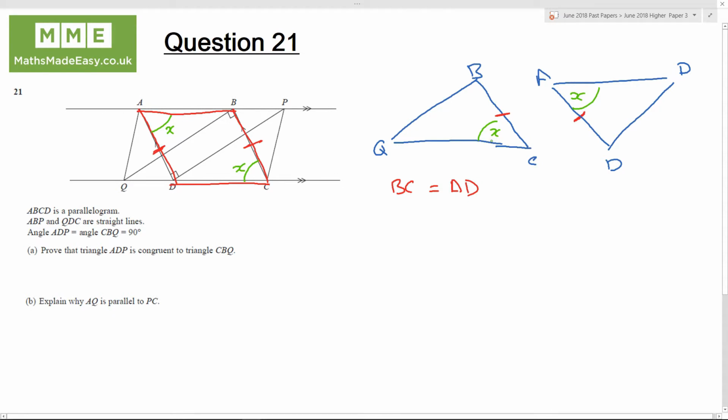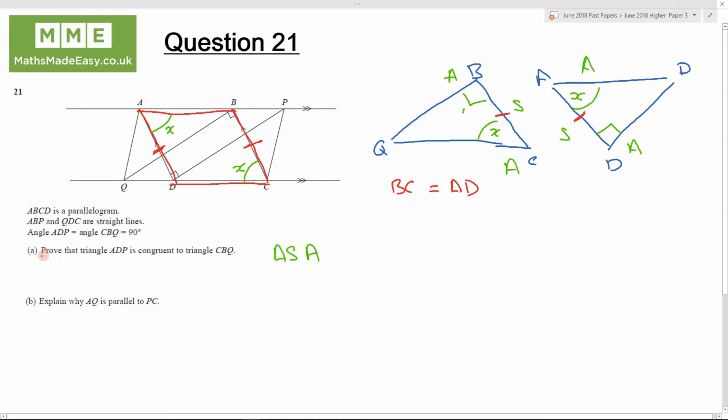And finally, we also know that this angle here and this angle here are the same because they're both 90. It's a right angle triangle, which means that we have angle, side, angle. So they must be congruent because they have angle, side, angle. So these two triangles are congruent as ASA.